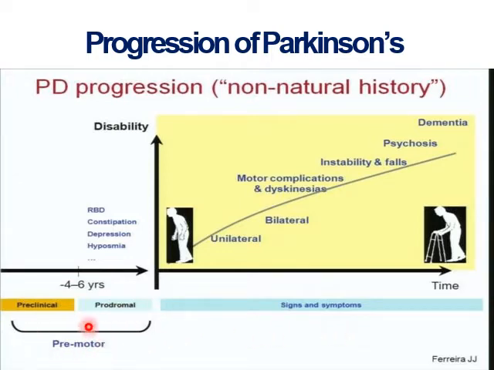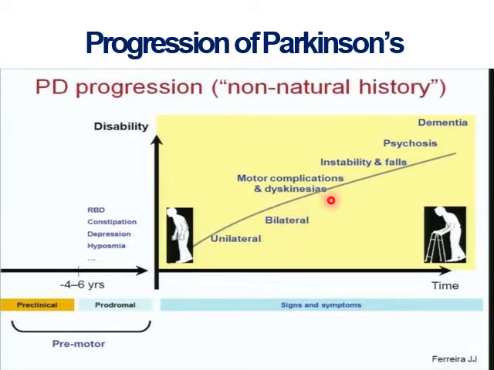Let's take a look at the motor and non-motor symptoms in the timeline of Parkinson's. So in the pre-motor years, before the motor symptoms appear, and that might be 4 to 6 years before the motor symptoms appear, people with Parkinson's may experience REM sleep behavior disorders, constipation, depression, and also loss of sense of smell. And at diagnosis, people with Parkinson's often present with unilateral symptoms of tremors, rigidity, or akinesia or bradykinesia. And as the disease progresses, symptoms will appear on both sides.